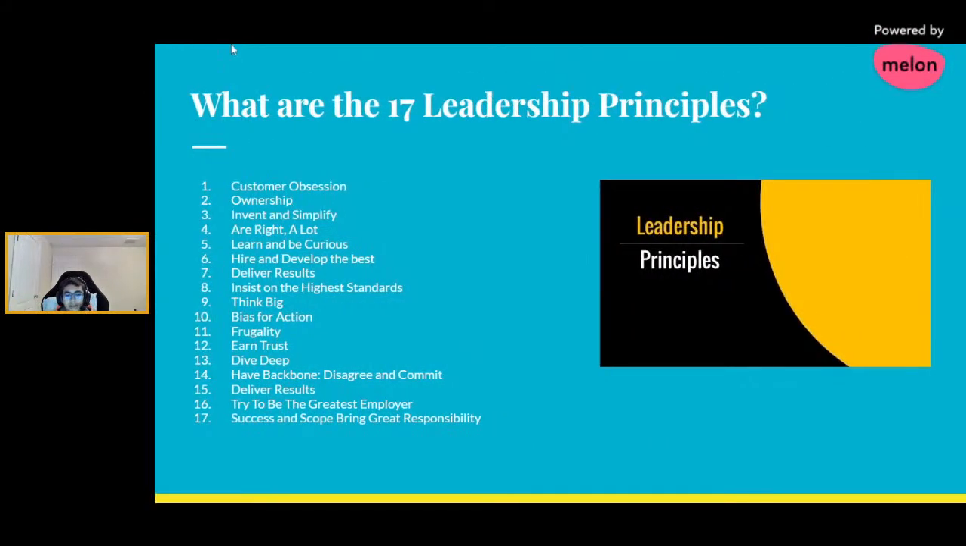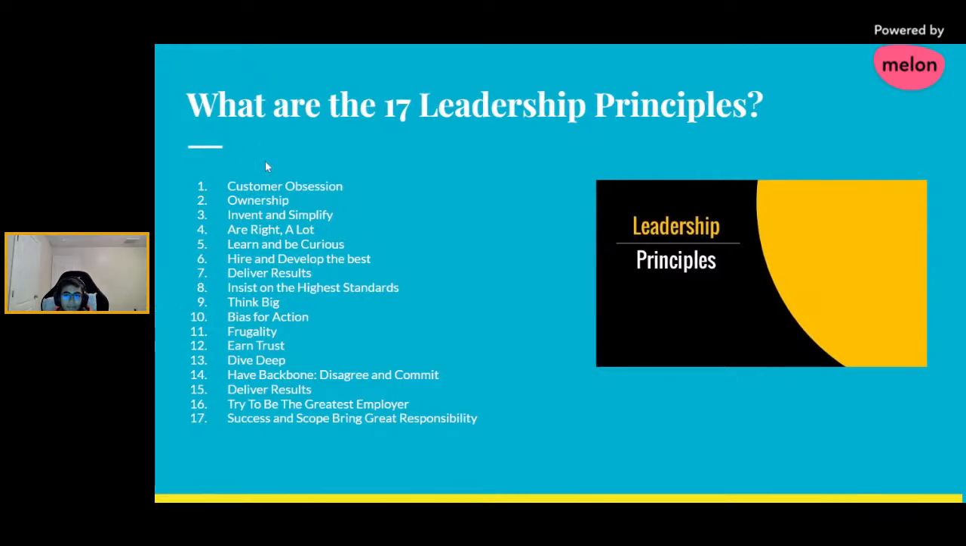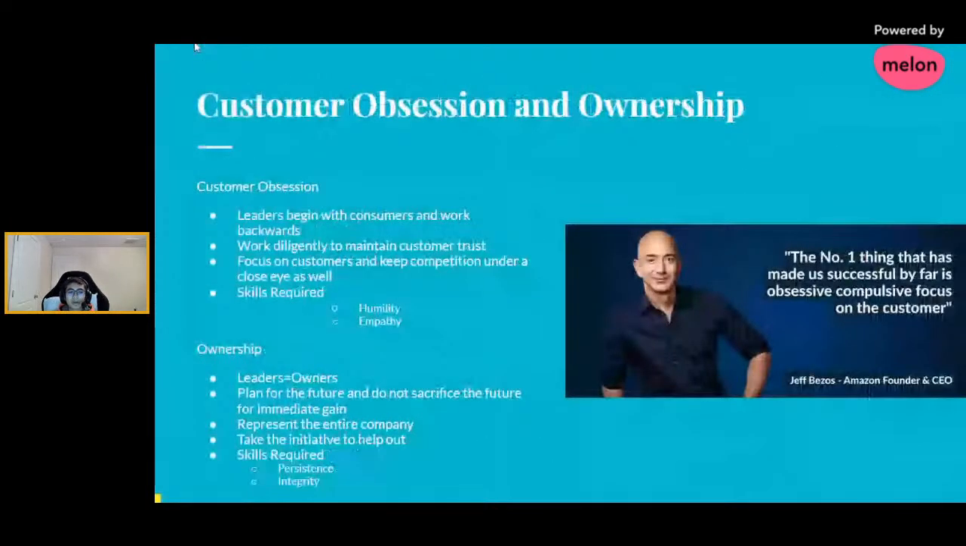So, we're going to be discussing each of the 17 leadership principles you see below: customer obsession, ownership, invent and simplify, are right a lot, learn and be curious, hire and develop the best, insist on the highest standards, think big, bias for action, frugality, earn trust, dive deep, have backbone, disagree and commit, deliver results, strive to be the best employer, and success and scope bring broad responsibility. So these 17 leadership principles are what we will be discussing over the next few slides. So let's begin. First, customer obsession and ownership.